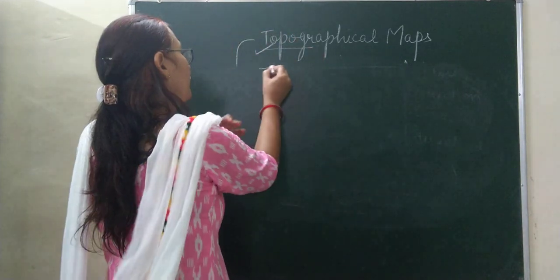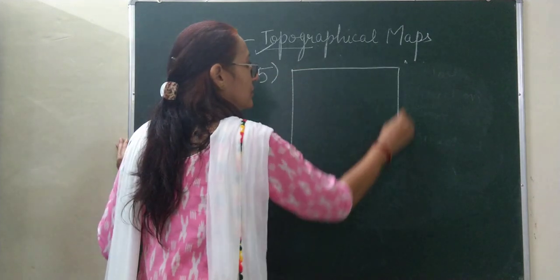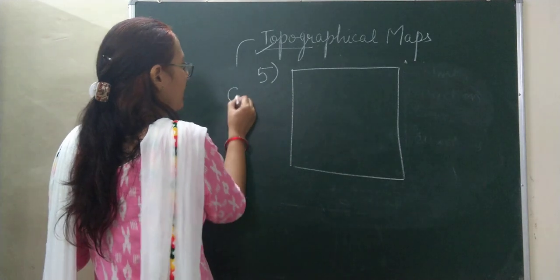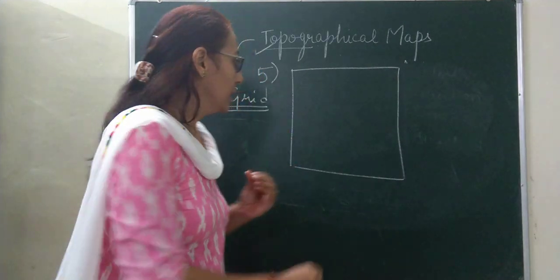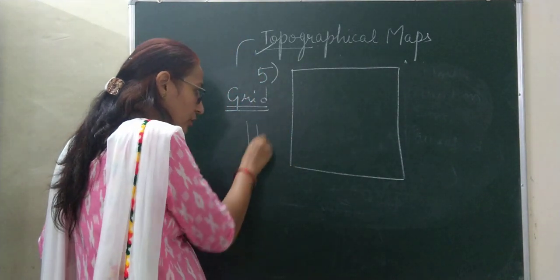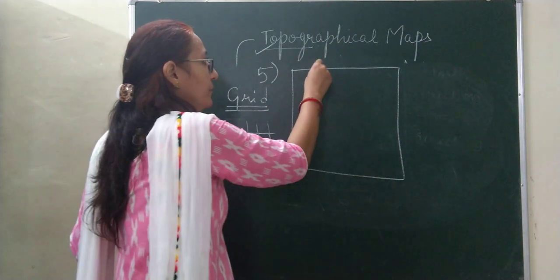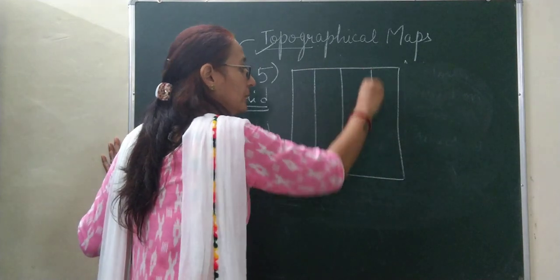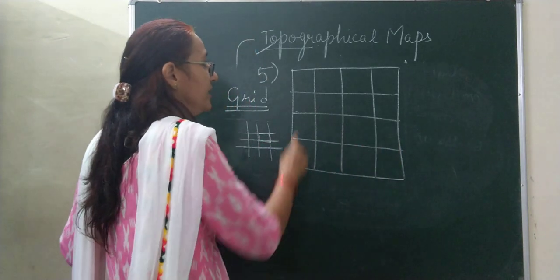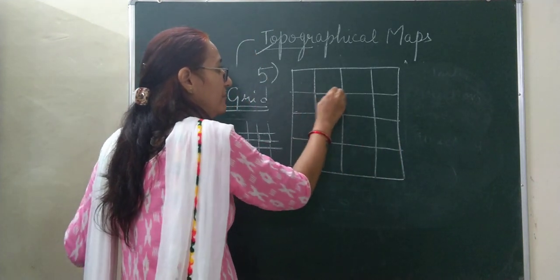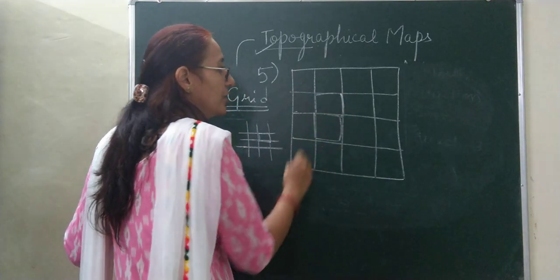So the fifth element, what is the name of that element? Grid. Now what is grid? Grid means the network of longitude and latitude that form a single grid. Like these are the longitudes here and these are the latitudes. If you see the network of longitude and latitude, that makes one particular grid. This is one grid, this is second grid, this is third grid.